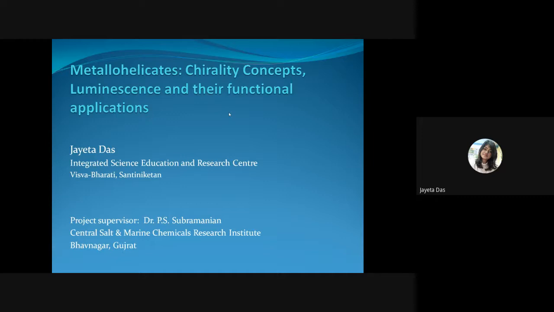I'm going to discuss Metallohelicates, their chirality concepts, their luminescence, and their functional application. So let us start. First, we should know what a helicate is. A helicate is basically a discrete supramolecular complex constituted by one or more covalent organic strands which are wrapped around and coordinated to a series of ions defining the helical axis.